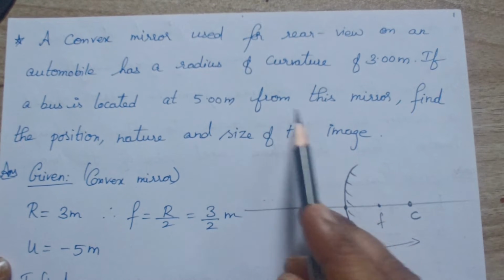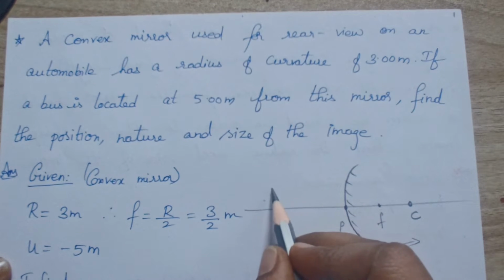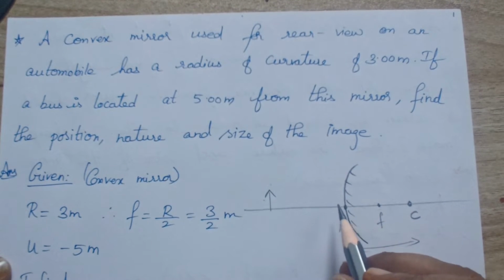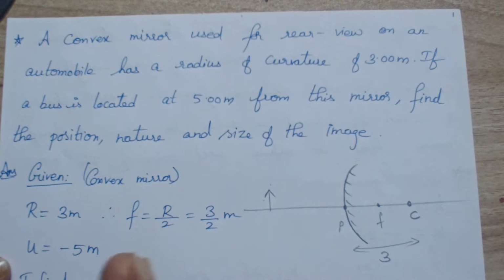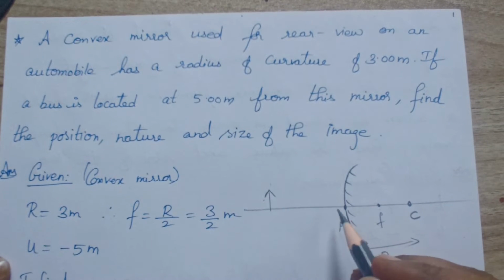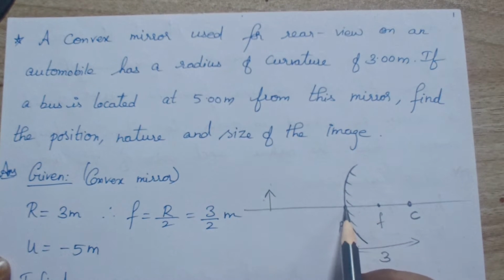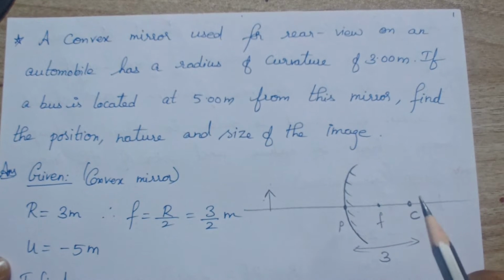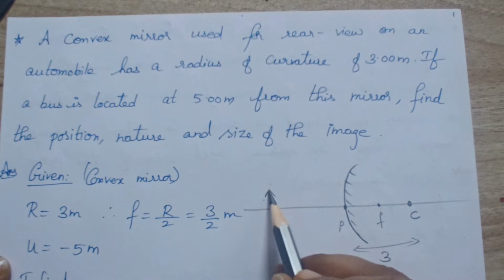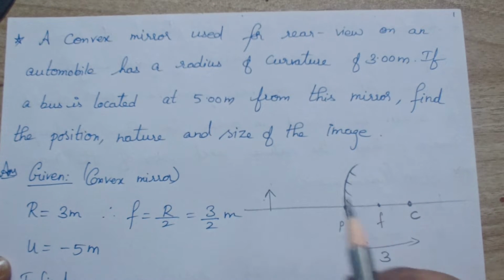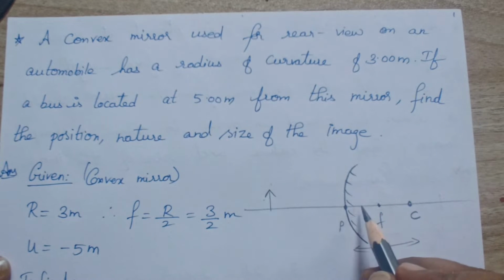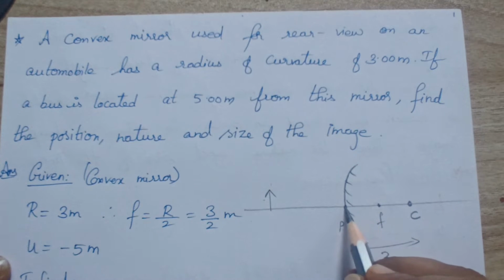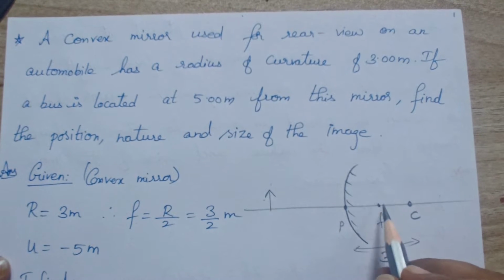The object is located at 5 meter from the mirror, so take for example the object is placed here, in front of the mirror, between the pole and the infinity. If the object is placed between the pole and the infinity, where will you get the image as per the rule of the convex mirror? It will be somewhere between the pole and the focus.